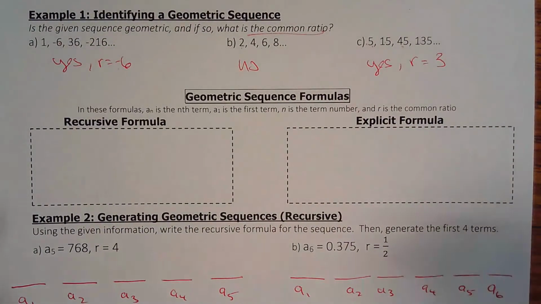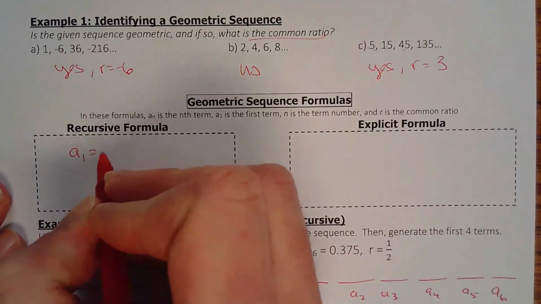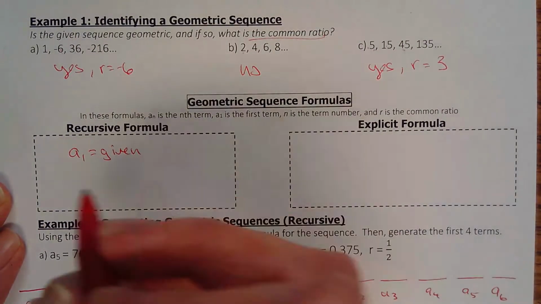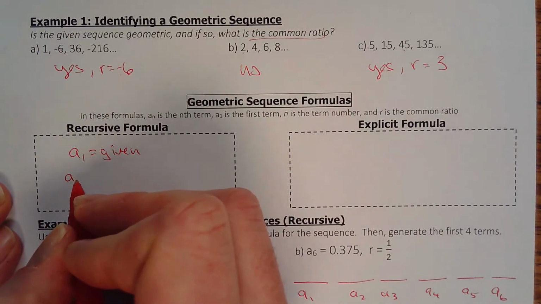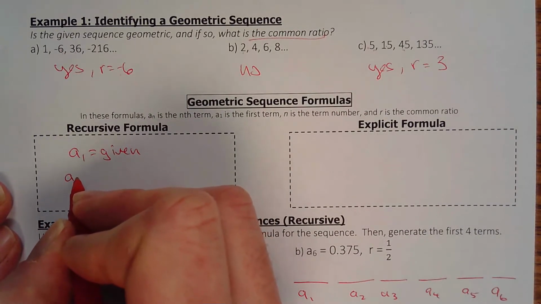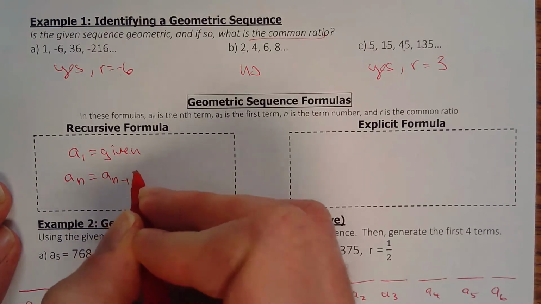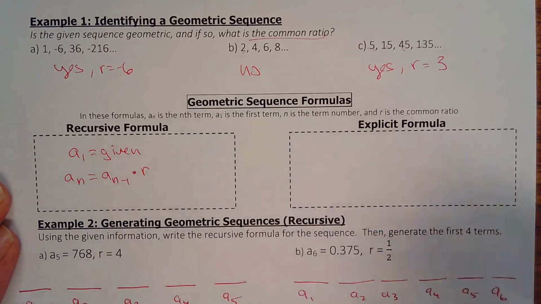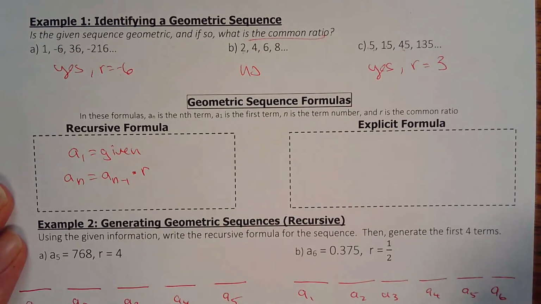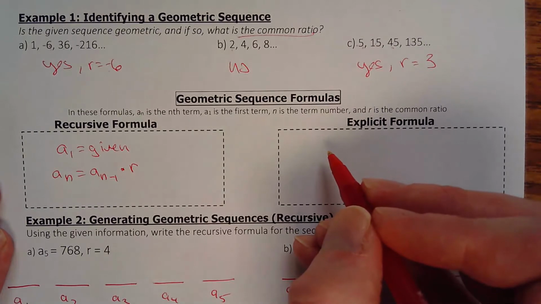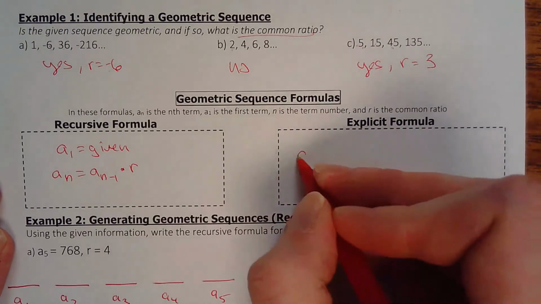Now the recursive formula, just like in Day 1, a sub 1 is whatever is given. I said yesterday, but it was Day 1. So just like in Day 1, it's going to be the previous term times some number, and in this case, the common ratio.